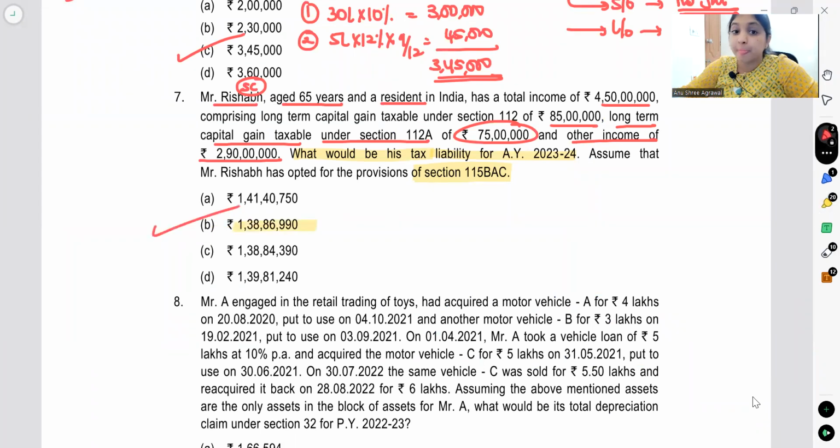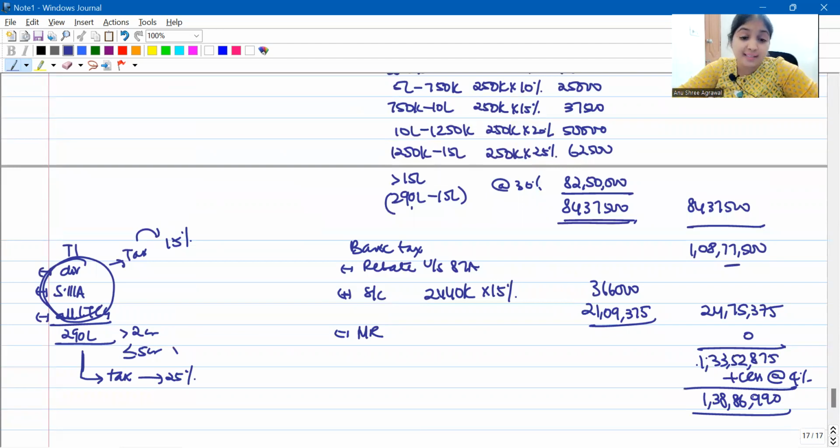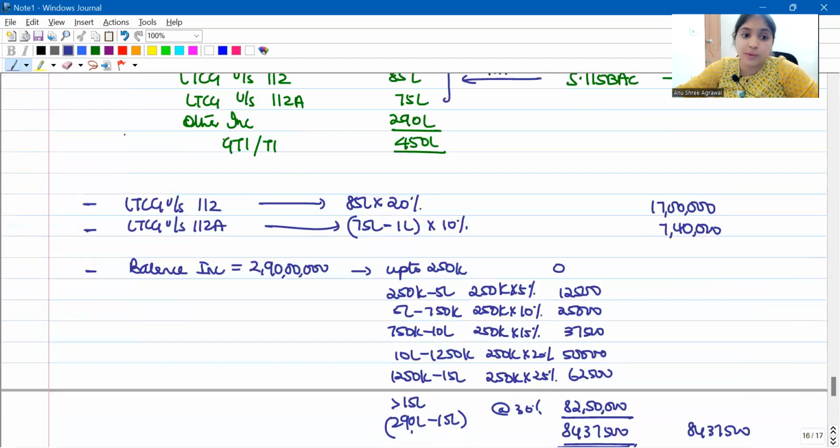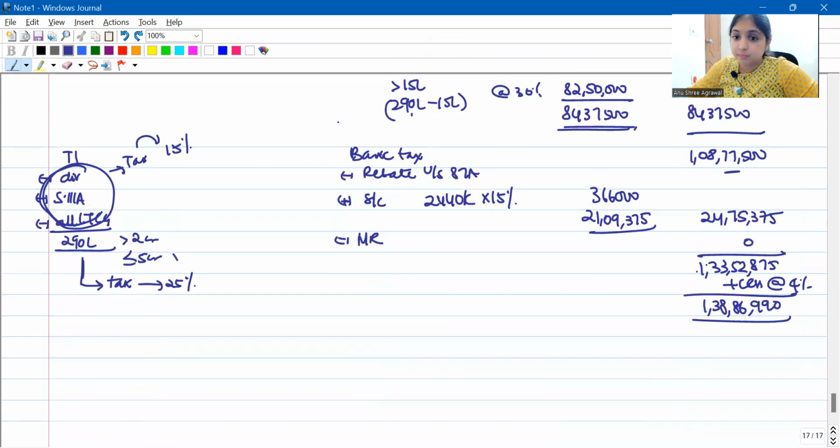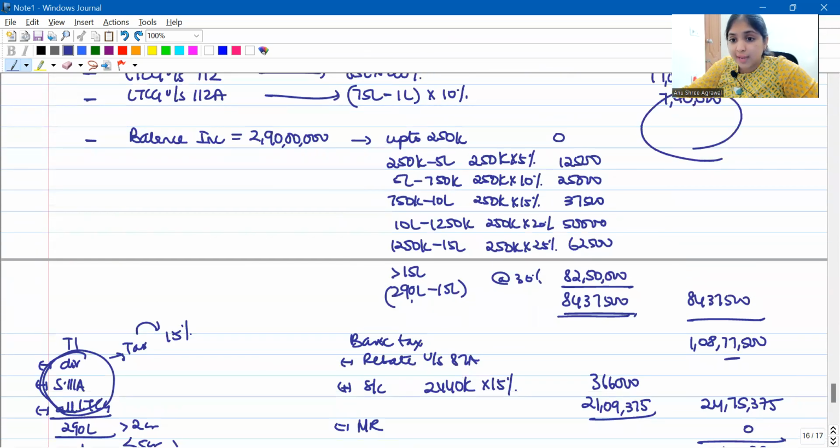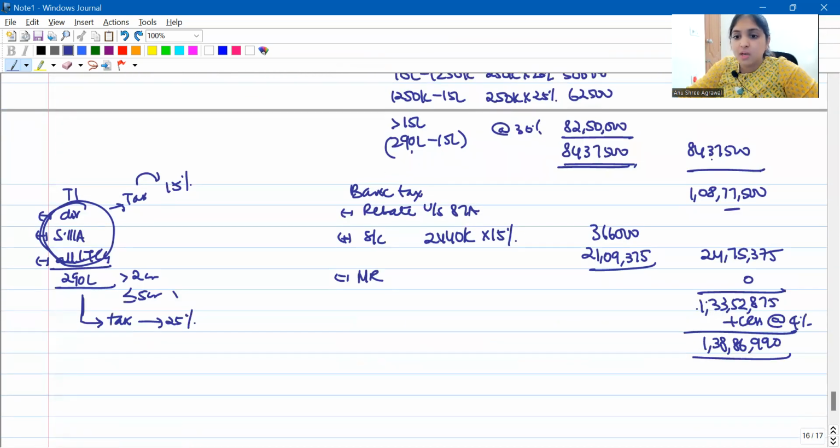Option B. The only thing that this question is testing us on is whether we are aware of the amendment. Even for section 112 LTCG, the maximum surcharge rate is now 15%. So on these two tax numbers, we calculated 15%. On the balance tax number, we calculated at 25%. Why? Because the balance income is more than 2 crore up to 5 crore.